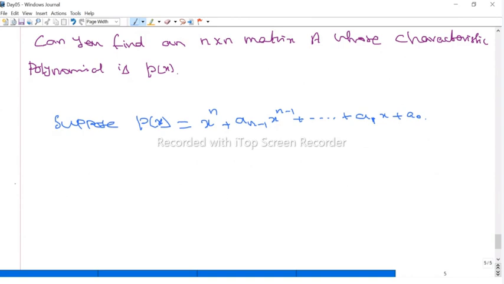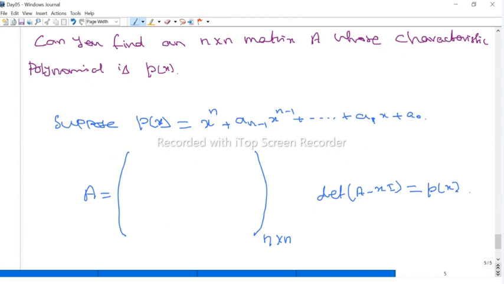Now we have to construct a matrix A, which should be an n by n matrix, and the characteristic polynomial of this matrix should be the p of x. Given any p of x, we can talk about the determinant of A minus xI, that is the characteristic polynomial, and this should be equal to p of x. Then what is that matrix?